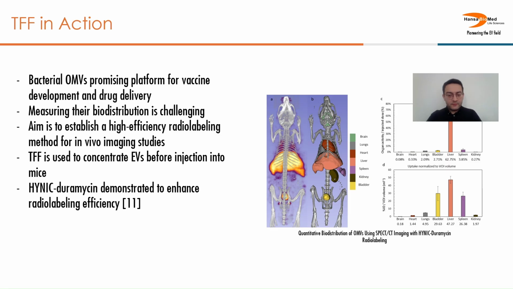And for this purpose, similarly, they employ TFF with 5 nanometer pore size for concentration of EVs prior to injection into in vivo mice models. And through these in vivo studies, they were able to optimize their protocol based on high nitromycin to enhance radiolabeling efficiency during biodistribution measurement.